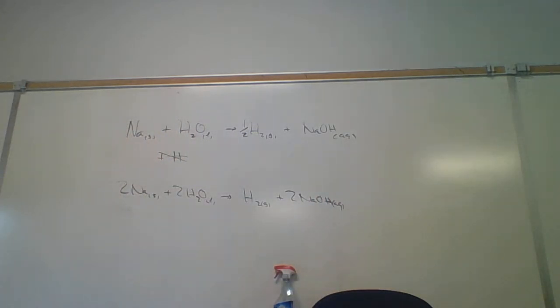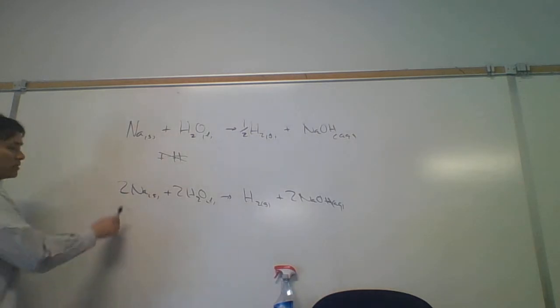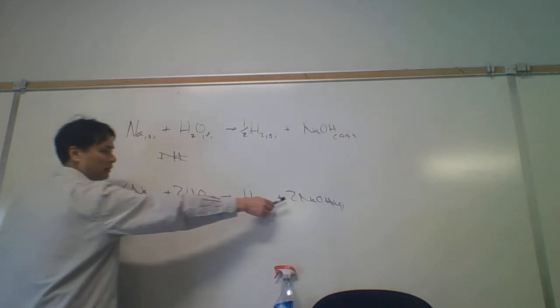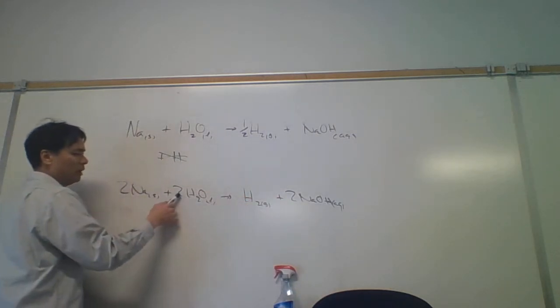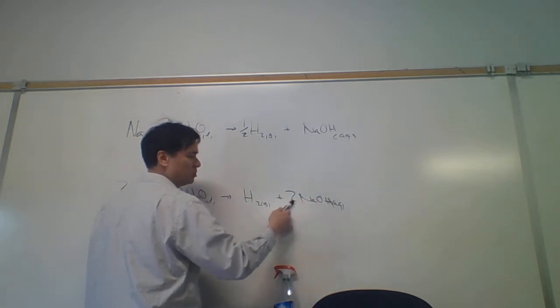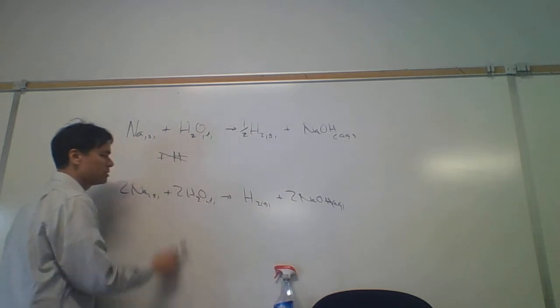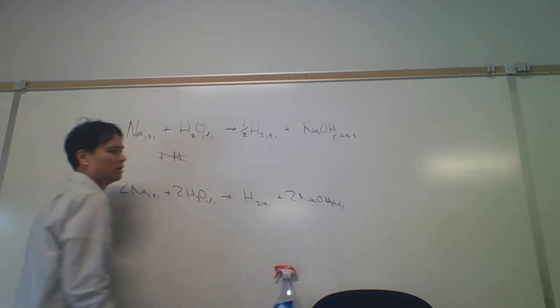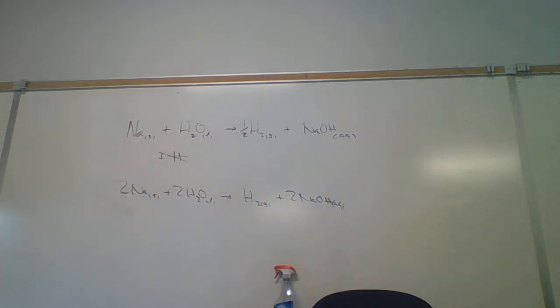If I get rid of the fraction this way, then let's make sure it's still balanced. 2 sodiums, and I get a total of 2 sodiums over here. 2 times 2 is 4 hydrogens. So that's 2 hydrogens plus the 2 from this. That's 4 hydrogens, and then 2 oxygens, 2 oxygens. So it's balanced. We have the same atoms before and after the reaction, just rearranged into new products.